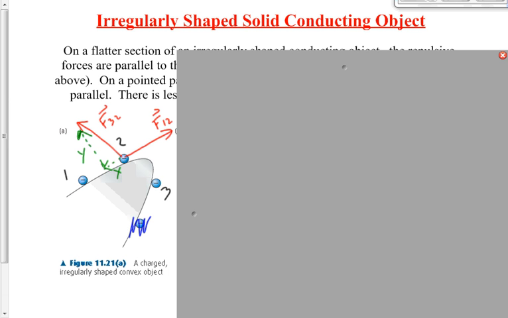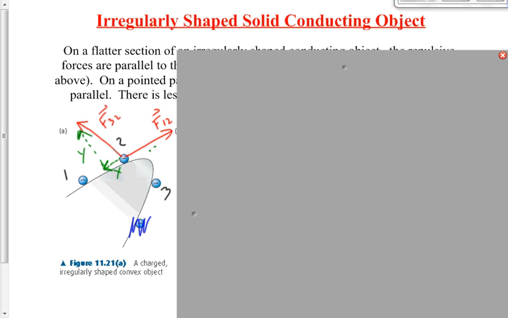All right, take a look at this red F12 and this x component of F32. Which one's bigger? The red force pushes it out to the tip. The green force pulls it back from the tip. Which one wins? Fraser, which one wins there? The red one or the green one?